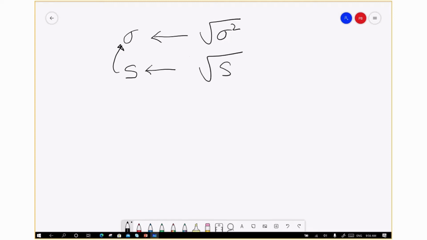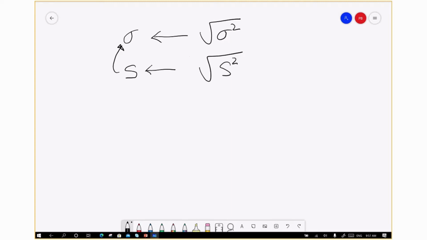In the previous video, we assumed that we knew what the population standard deviation was, and recall the population standard deviation is just the square root of the population variance. In this video, we're going to estimate the population standard deviation with the sample standard deviation, and the sample standard deviation is just the square root of the sample variance. So let's compare some formulas.